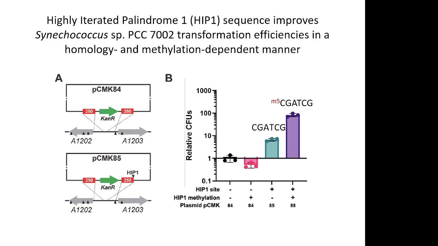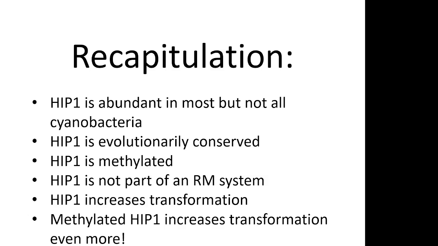So if you methylate this sequence, the efficiency of transformation increases, and if you include the sequence without methylation, the efficiency of transformation also increases, differing from when you do not include this sequence. So I think this is also very interesting and tells something about the function of this sequence. So let me recapitulate so far.